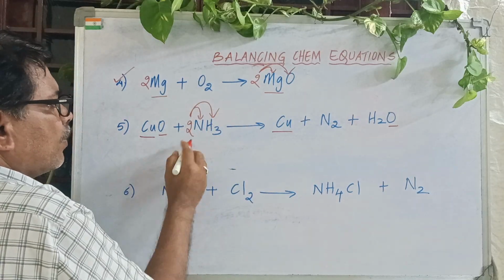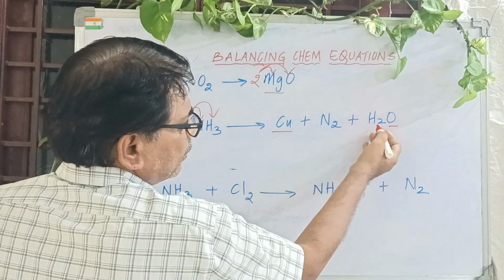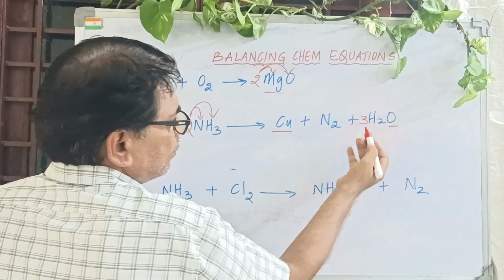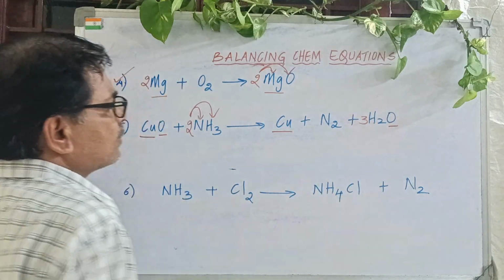Now N's are 2, okay, but hydrogens have turned into 6. You have hydrogen over here. So why don't you make 3? Because you require 6, isn't it? 2 3s are 6. So for 3, 2s are 6.